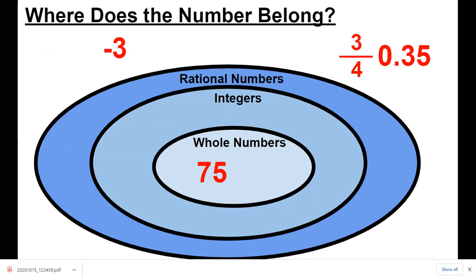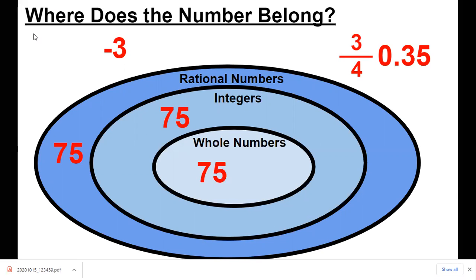75 is a whole number. I count up 1, 2, 3, 4, 5, 6, 7, 8, 9, 10, 11, 12, all the way up to 75. It is a whole number. But it is also an integer because integers include the whole numbers. They include the positive numbers. But it is also a rational number because rational numbers include all the integers and all the whole numbers. So 75 is all three.